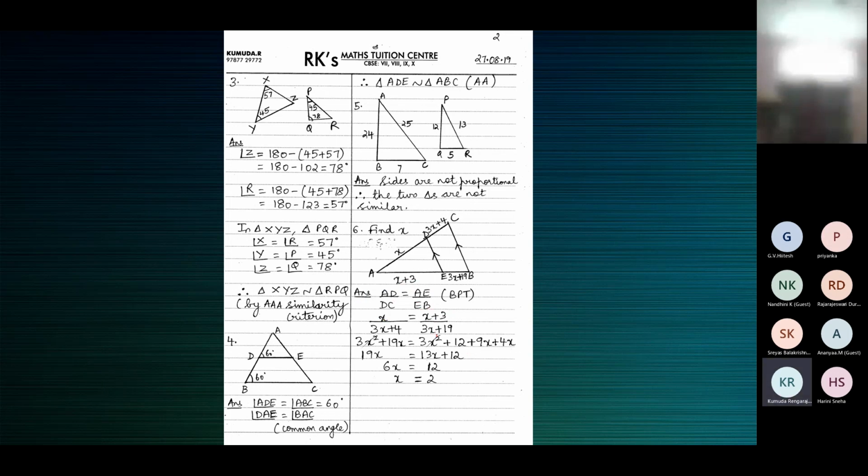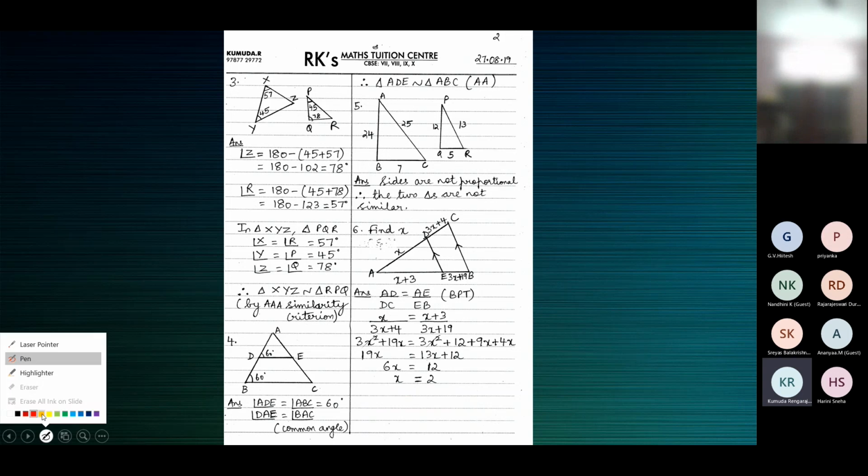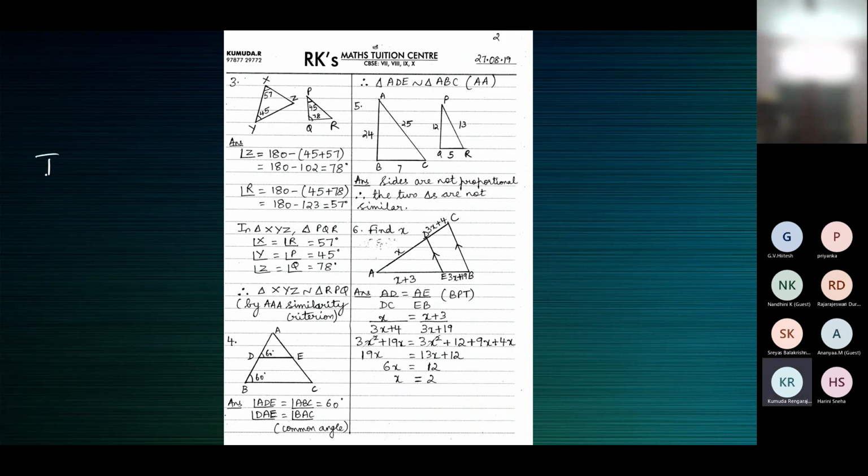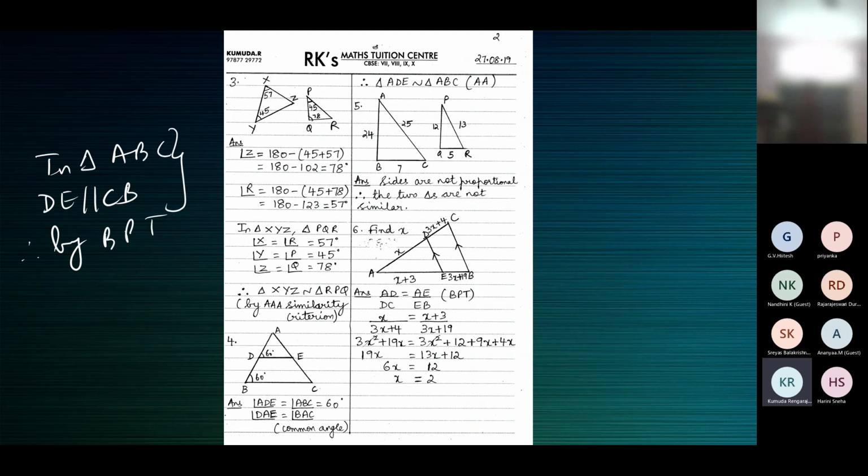On substituting, you get an equation in x, and on solving, you find x is equal to 2. Before this, you can write: in triangle ABC, DE is parallel to CB. Therefore, by BPT, you can just mention this. In the triangle, these two lines are parallel. DE is parallel to CB. So by BPT, we have this proportion.